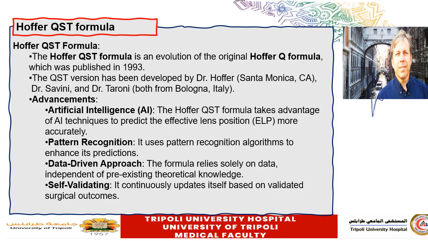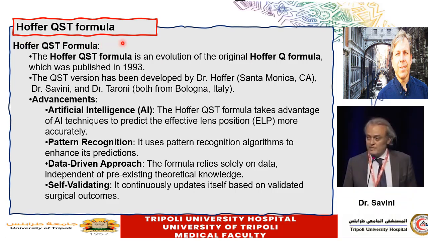Another newly emerging formula that uses artificial intelligence is known as the Hoffer QST formula, which is an upgrade and advancement of the original Hoffer formula, which was developed by Dr. Hoffer and his colleagues from Italy. In 2020, the Hoffer QST formula became available, and it utilizes artificial intelligence and also what's known as pattern recognition to determine the effective lens position. And it has self-validating tools, and it can do optimization for the personalized AC depth.